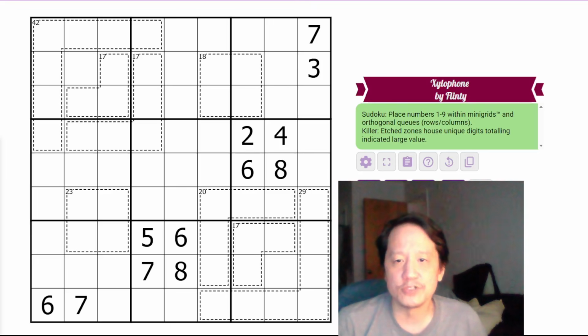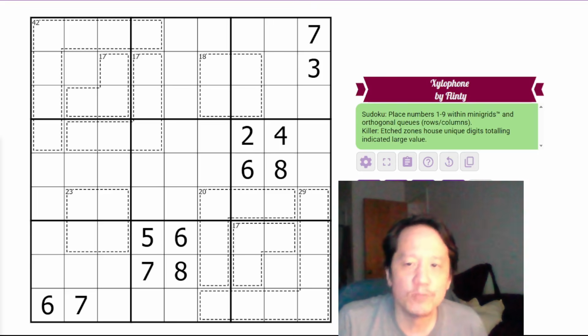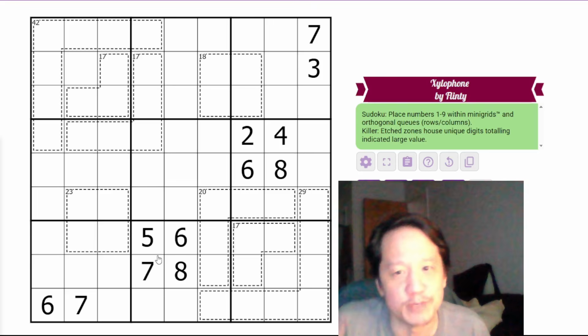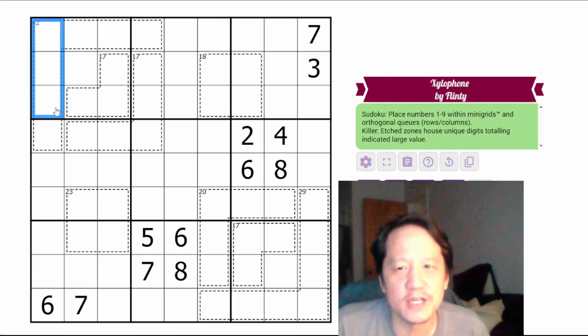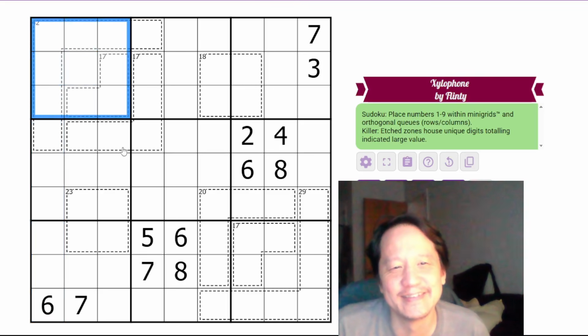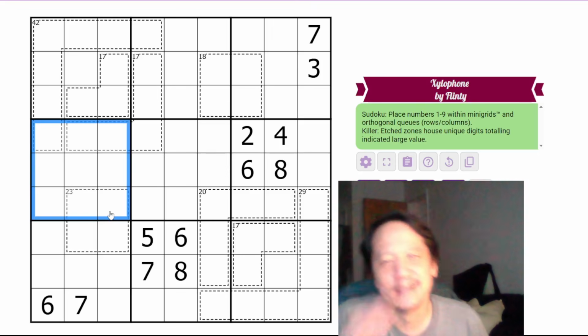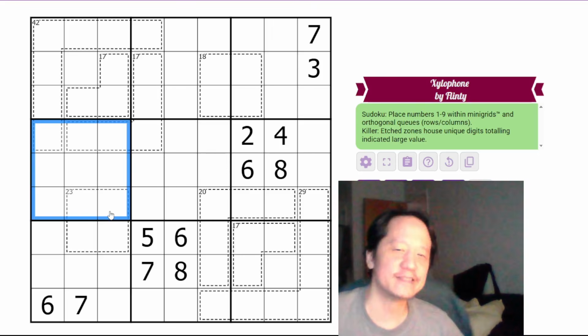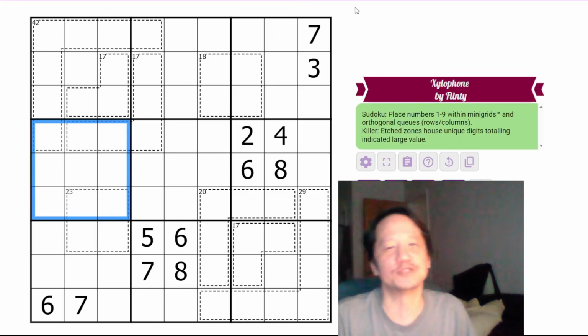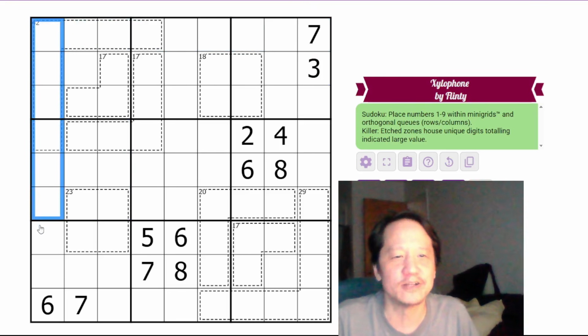We have normal Sudoku rules where we need to place the numbers 1 through 9 within mini grids and orthogonal cues. That is rows and columns. So the mini grids are the boxes, the 3x3 boxes, or the designated 9-cell regions, as I like to call them. So he's calling them mini grids, and then the orthogonal cues, which are the rows and columns.